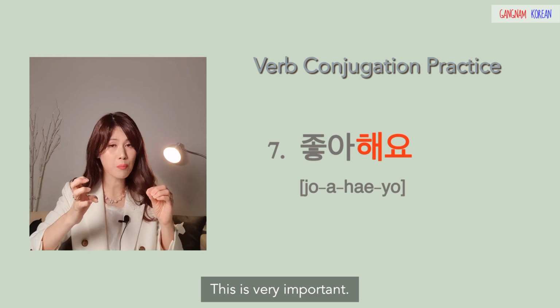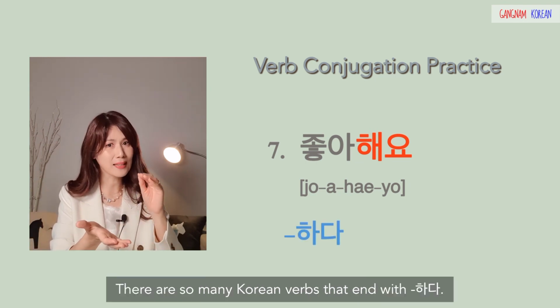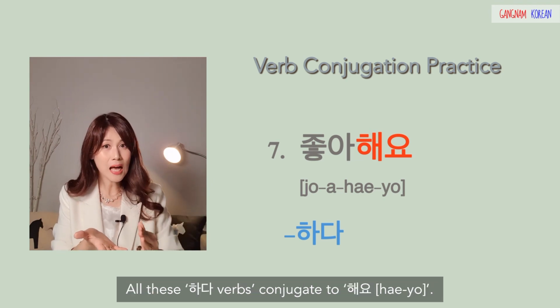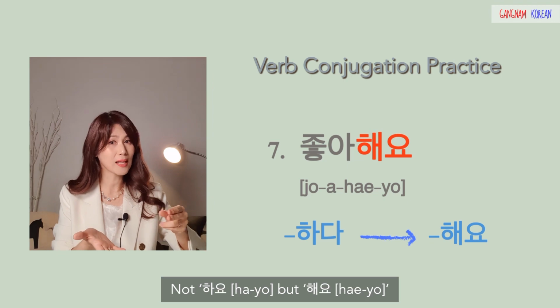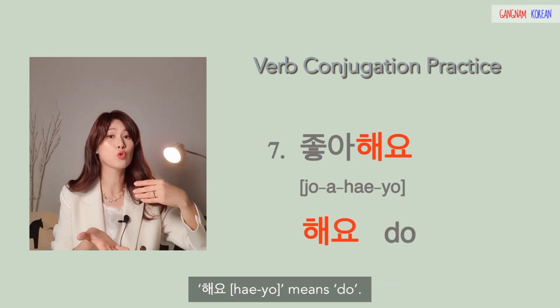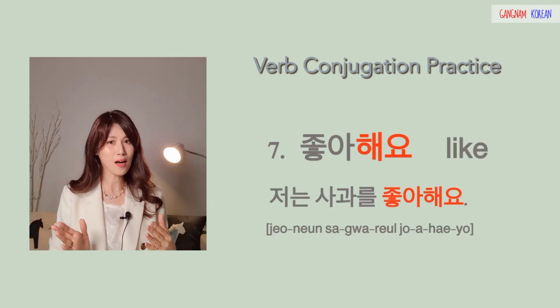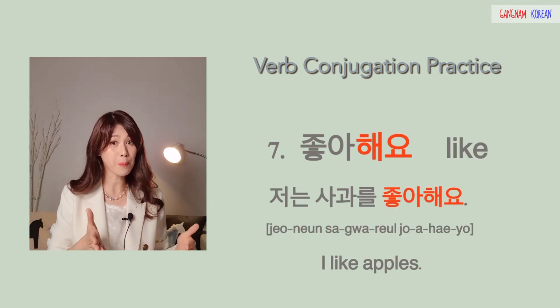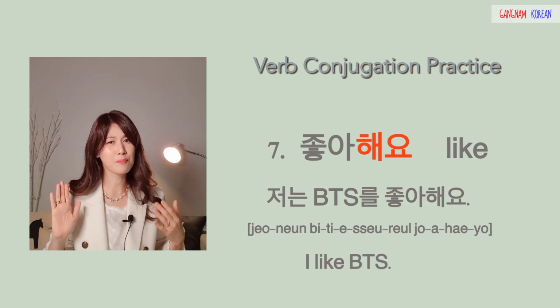This is very important. There are so many Korean verbs that end with 하다. All these 하다 verbs conjugate to 해요, not 하요, but 해요. So 해요 means do. 좋아해요, like. 저는 사과를 좋아해요. I like apples. 저는 BTS를 좋아해요. I like BTS.